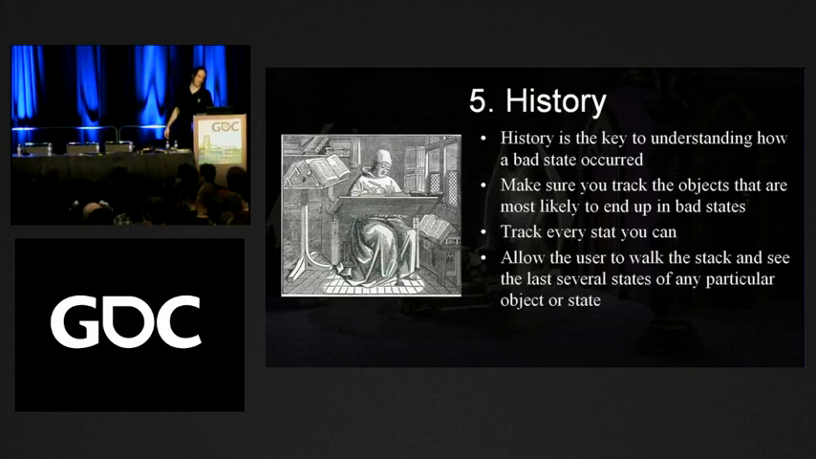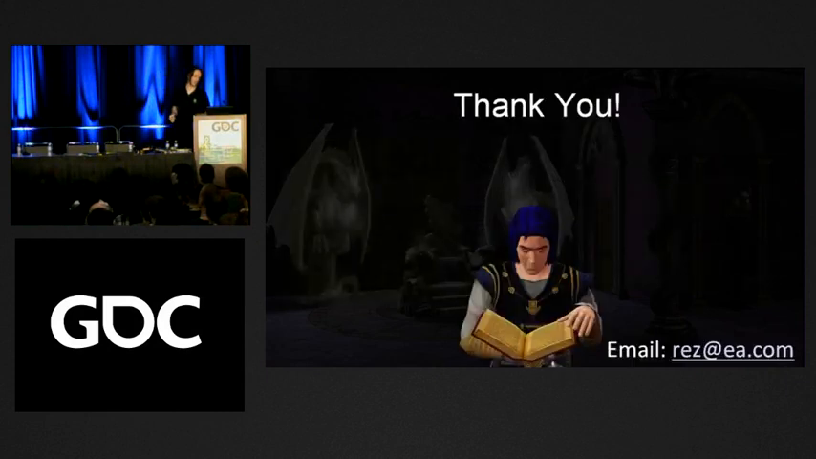And so, history. You want to track everything, right? History is really the key to understanding how some bad state is occurring. You want to make sure that you're tracking all the objects that are most likely to be in bad states or create these bad states. And track everything that you can in those, because you have no idea where it's going to actually come from, right? And you want to allow the user to be able to walk backwards in this stack, so step backwards and see what's actually going on.